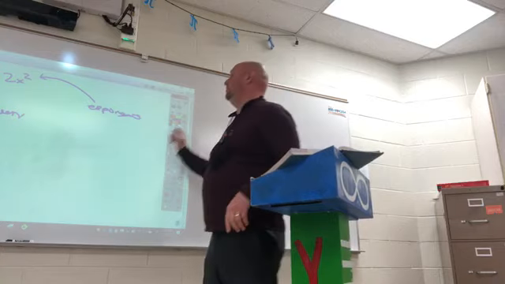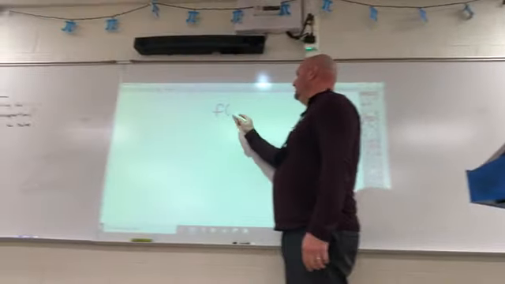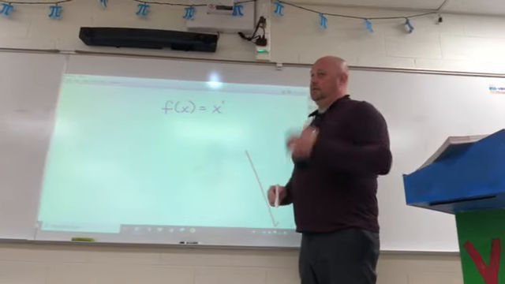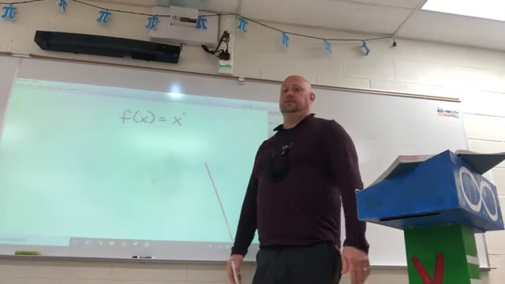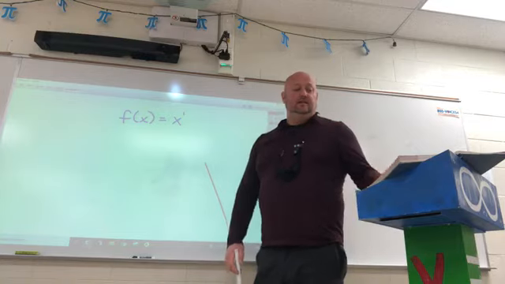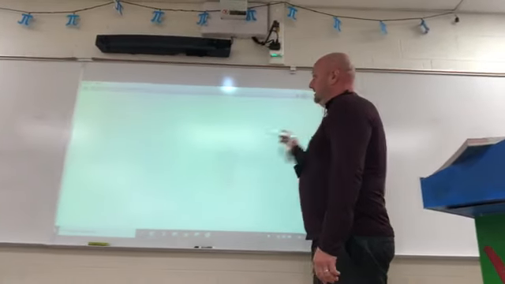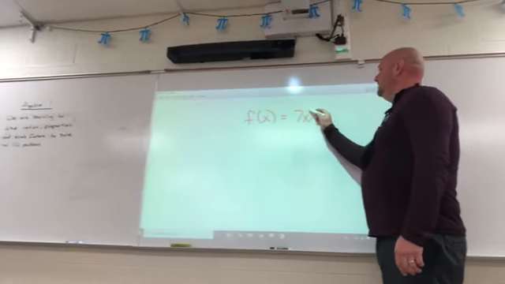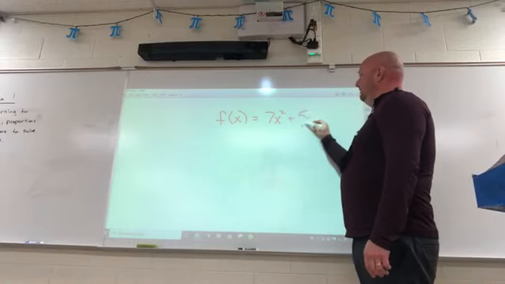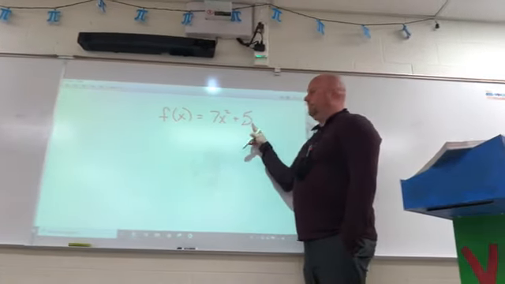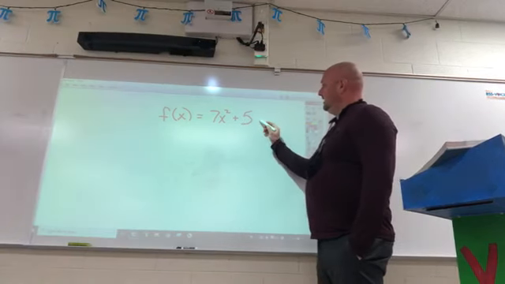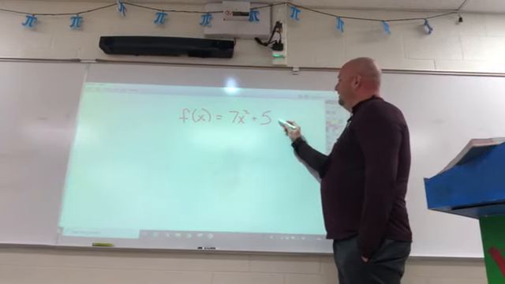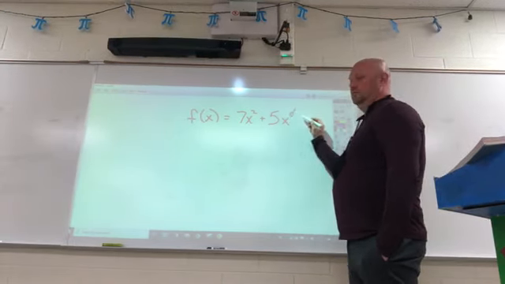Number 15, where it says f of x equals x. Well, x is the same thing as x to the first power. That would be an odd number, so that would be an odd function. Now, if it adds a constant, so let's say I give you something like this: f of x equals 7x squared plus 5. This number here, that 5, you also got to think, isn't that the same thing as 5 times x to the 0, right?